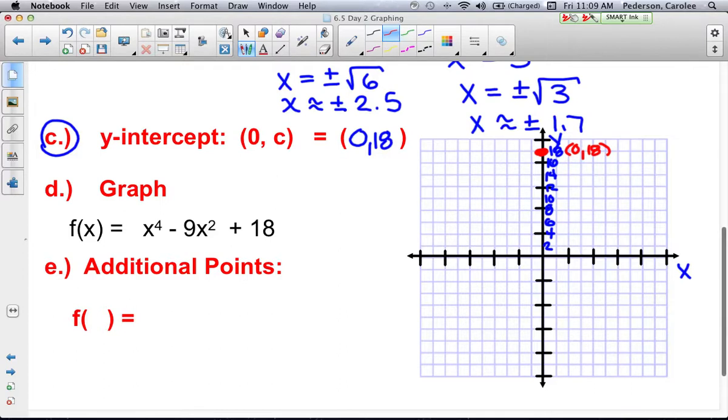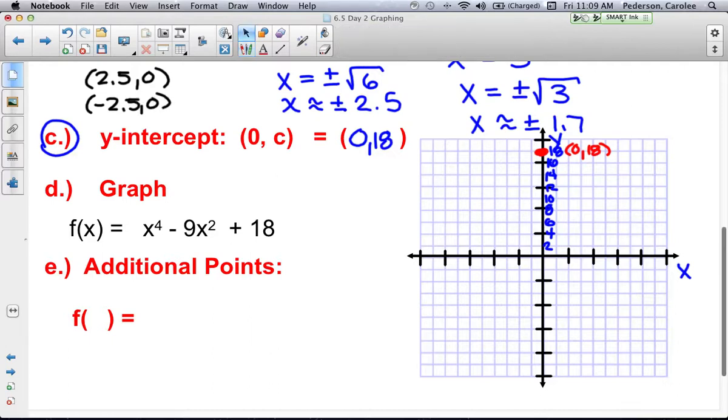Then we have 4 x-intercepts. So we want to identify those x-intercepts as ordered pairs. So we have an ordered pair at over 2.5, comma 0, and negative 2.5, comma 0. So let's graph those next. We'll graph those in green. You don't have to change your x-axis if you don't want to. You could scale it by 1.